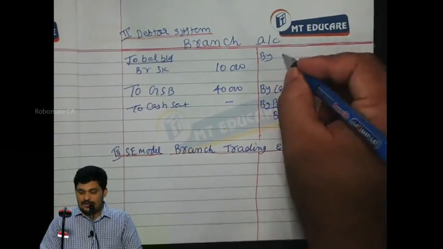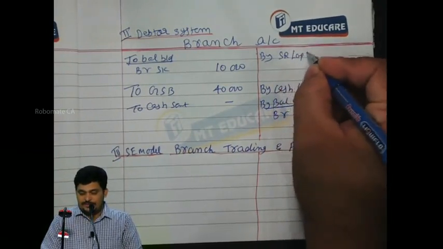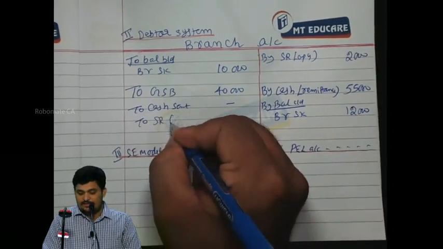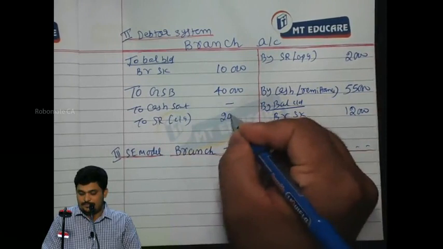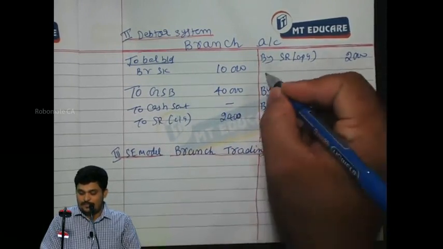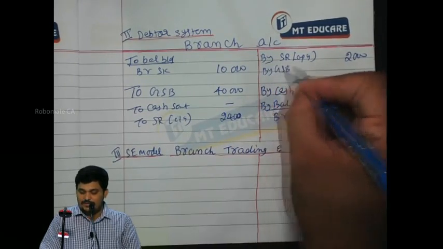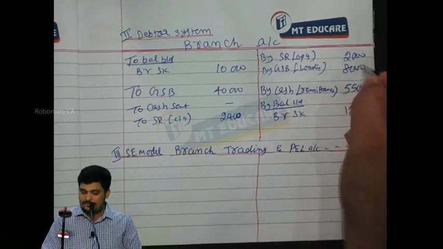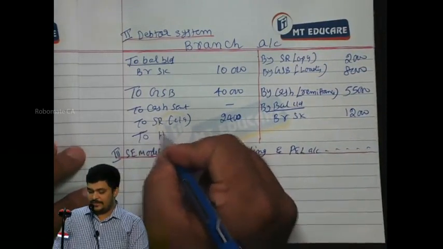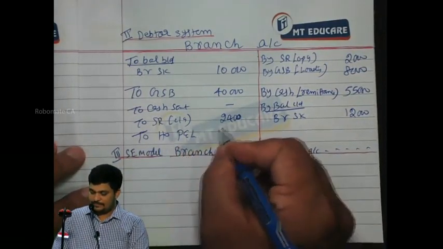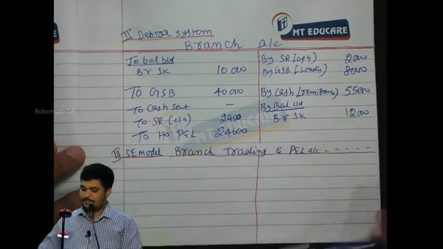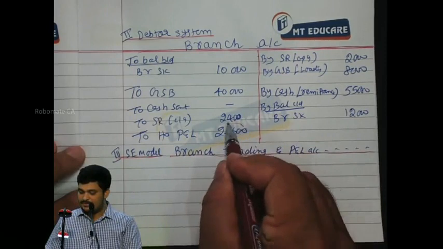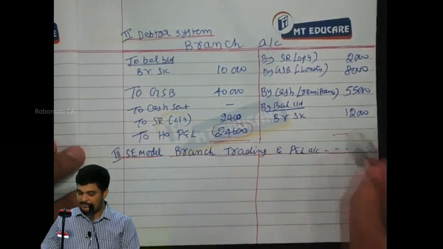So we have by stock reserve opening 2,000, to stock reserve closing, by goods sent to branch loading, to head office P&L. So whatever you have done in 6 accounts, my dear friends, in no time, in 6 steps only we are getting the answer.